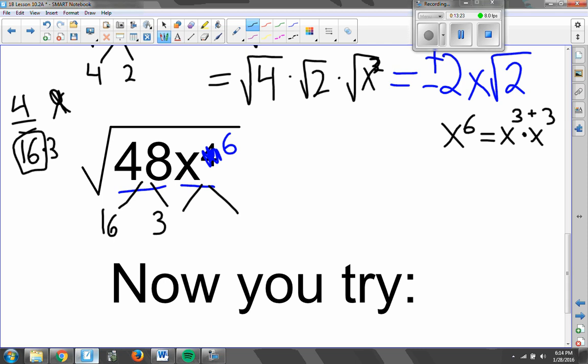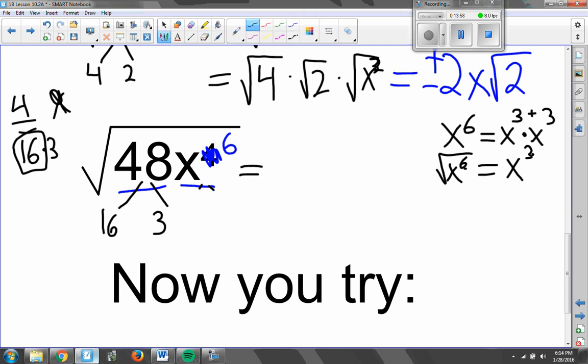Right? So if I rewrite x to the 6th as x to the 3rd times x to the 3rd, then the square root of x to the 6th is x to the 3rd. Okay? So if you have an x to some exponent under a square root, just divide that exponent in half, and that's what the square root is. So x squared goes to x, x to the 4th goes to x squared, x to the 6th goes to x to the 3rd, and so on and so on. Okay? So x to the 6th square root will end up being x to the 3rd.